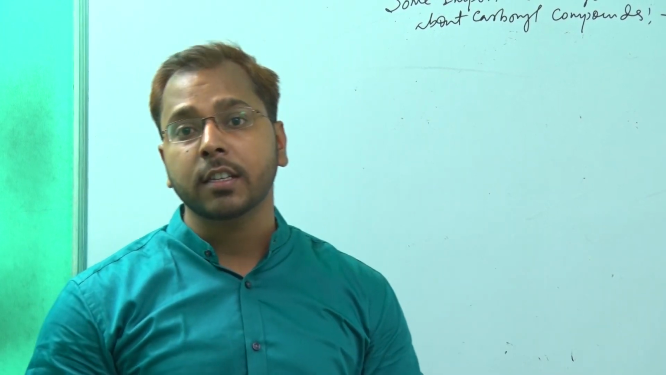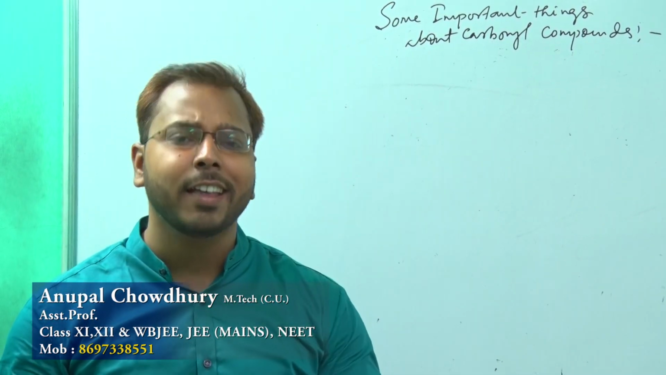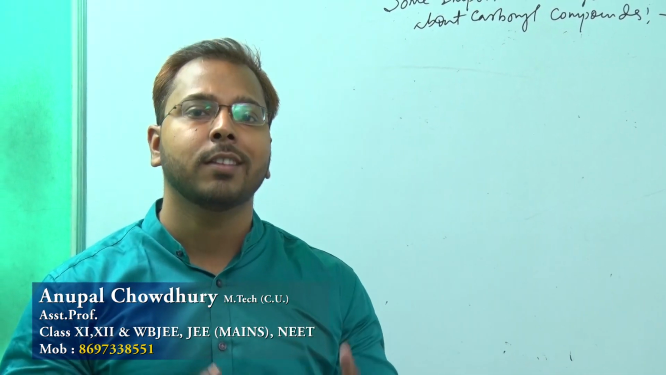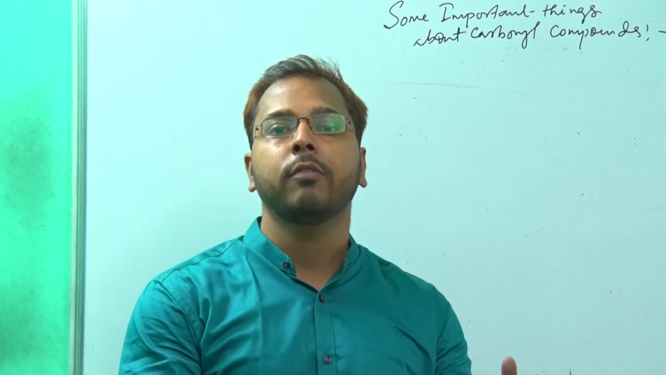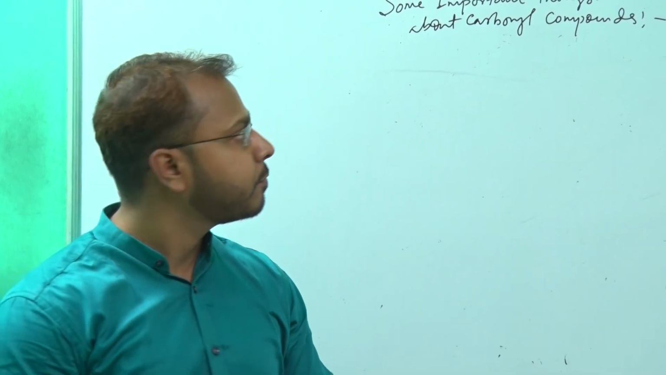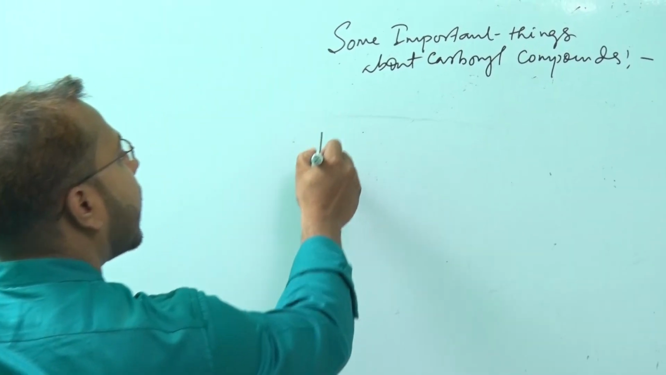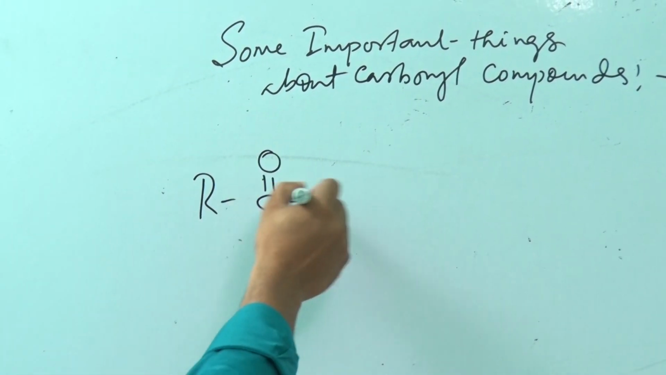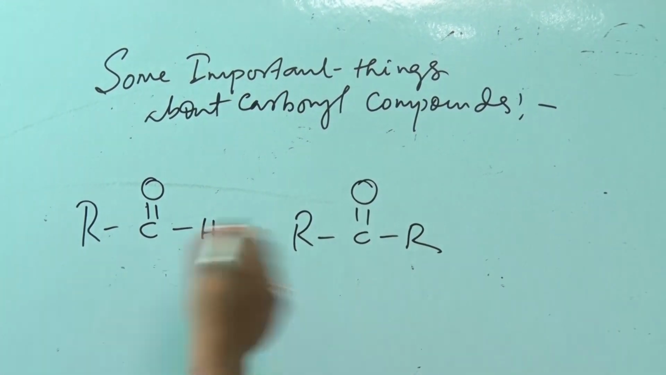Today I will discuss some important things regarding carbonyl compounds. That means it includes aldehydes, ketones, and acid derivatives, all this in brief, so that you can solve different types of problems of competitives. So carbonyl compounds basically means RCHO, RCOR, starting with the aldehyde and ketone parts.